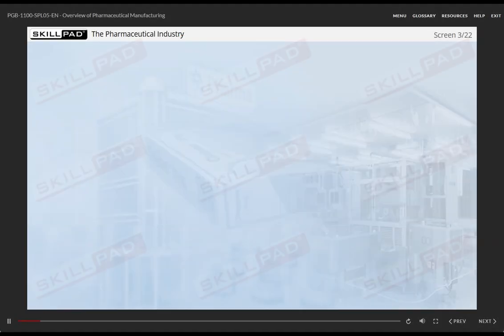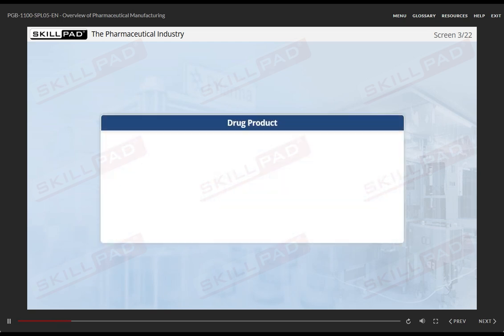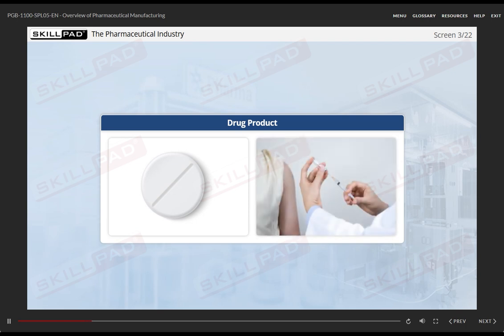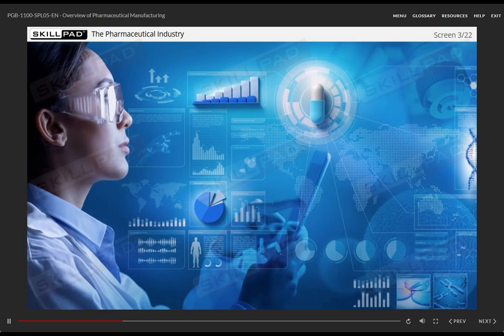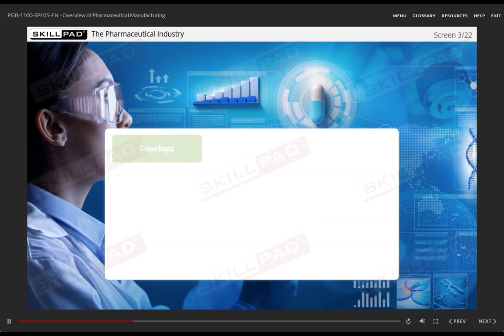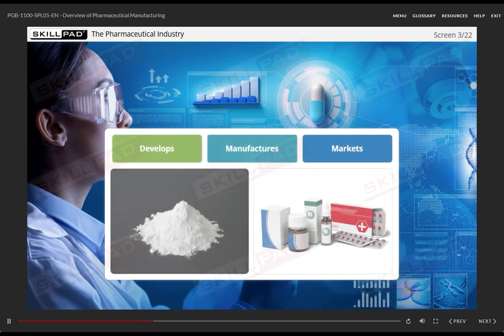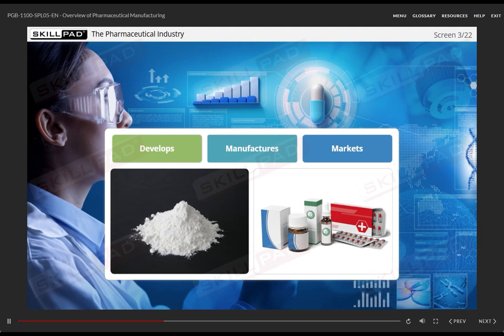At some point in your life, you have probably taken medication, otherwise known as a drug product. This medicine could be a tablet for a headache or a stronger prescribed medicine to treat a more serious condition, such as an infection. The pharmaceutical industry is a global industry that develops, manufactures, and markets pharmaceutical ingredients and finished products to treat medical conditions, diseases, and illnesses.